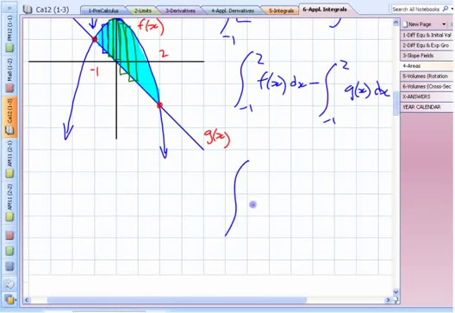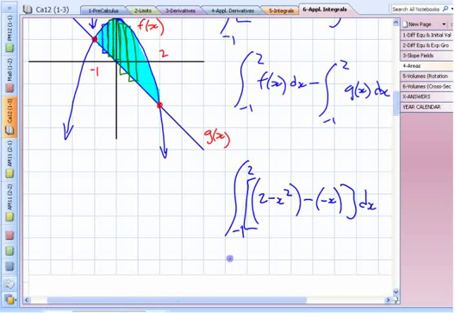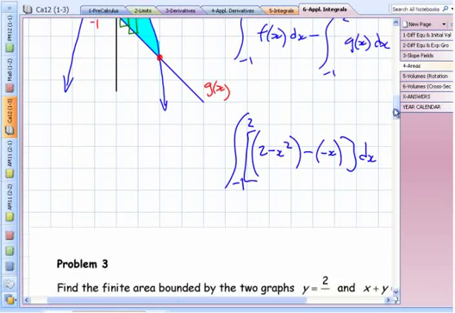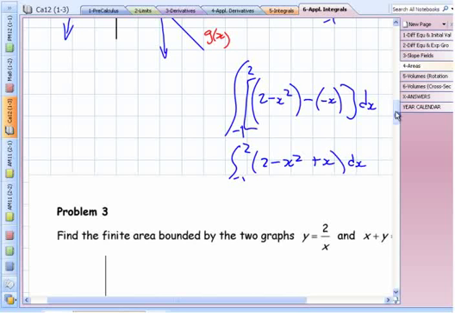So this is the integral of 2 minus x squared minus -x, dx. If I'm doing it as a single integral, it doesn't matter, whichever you're more comfortable with here. From -1 to 2 of, what do we have here? 2 minus x squared plus x dx. You can, again, do it analytically or do it on the calculator with technology. Doesn't matter. You can do it numerically or analytically.